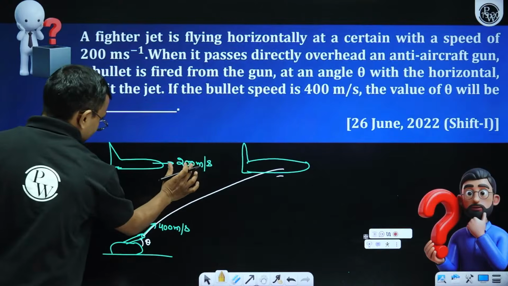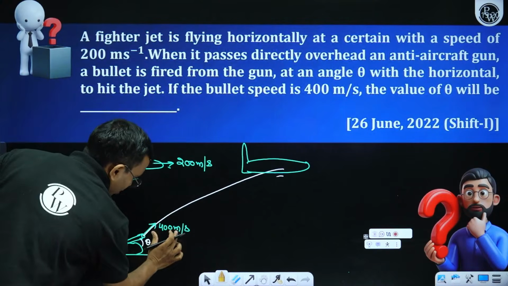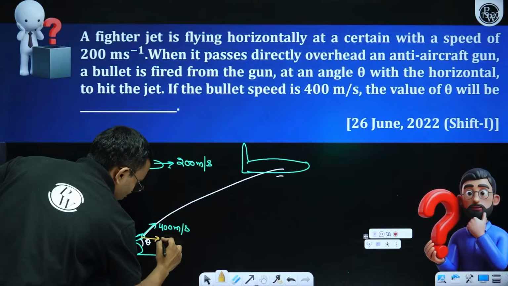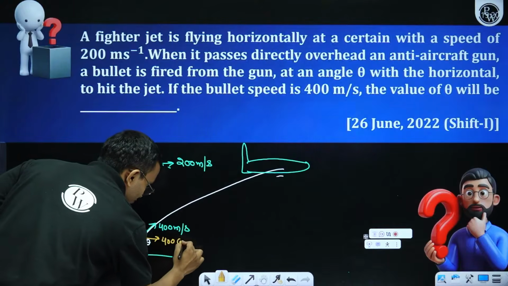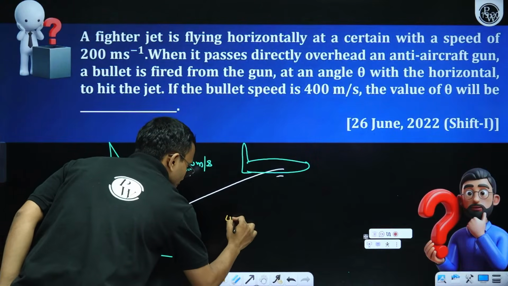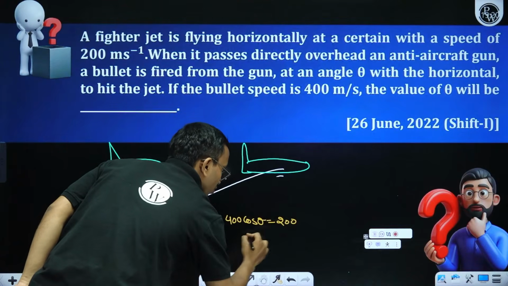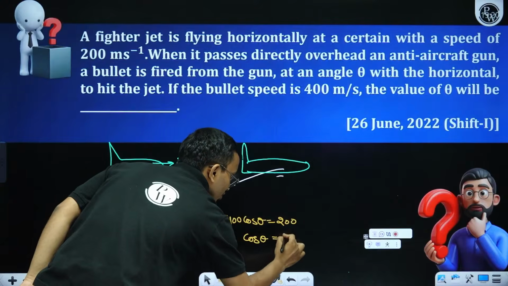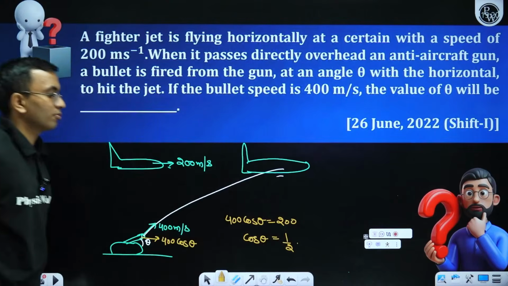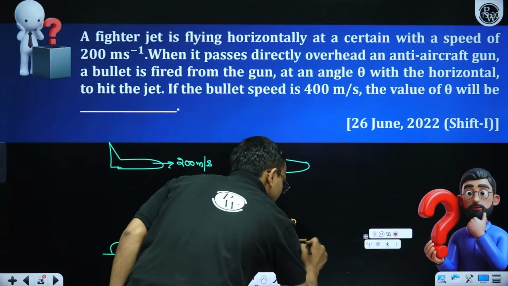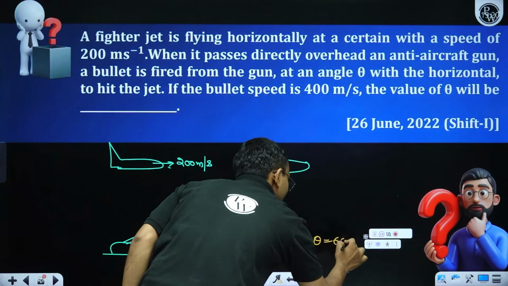So I will say this horizontal velocity 200 is equal to this horizontal velocity, which is 400 cos theta. So I got 400 cos theta has to be equal to 200. So cos theta comes out to be 1 by 2. Means theta is equal to 60 degrees.